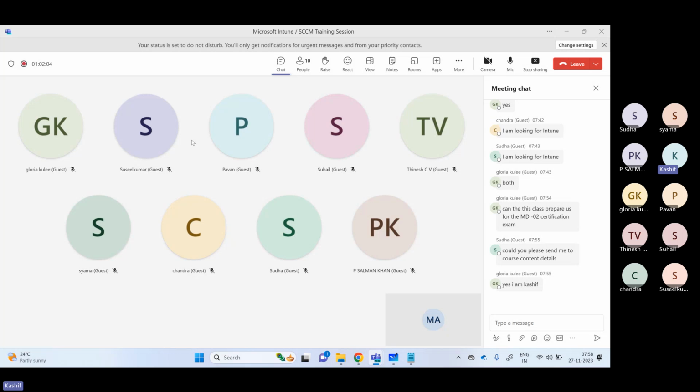But if you have good knowledge of SCCM, then it will be easier for you to learn Intune. If you have already worked on SCCM, then Intune will be very easy to learn, because the concept is the same.